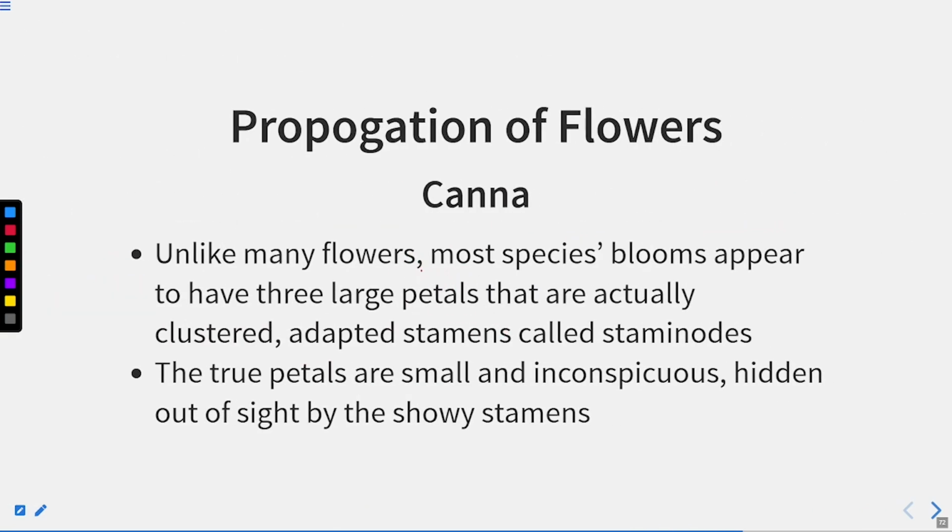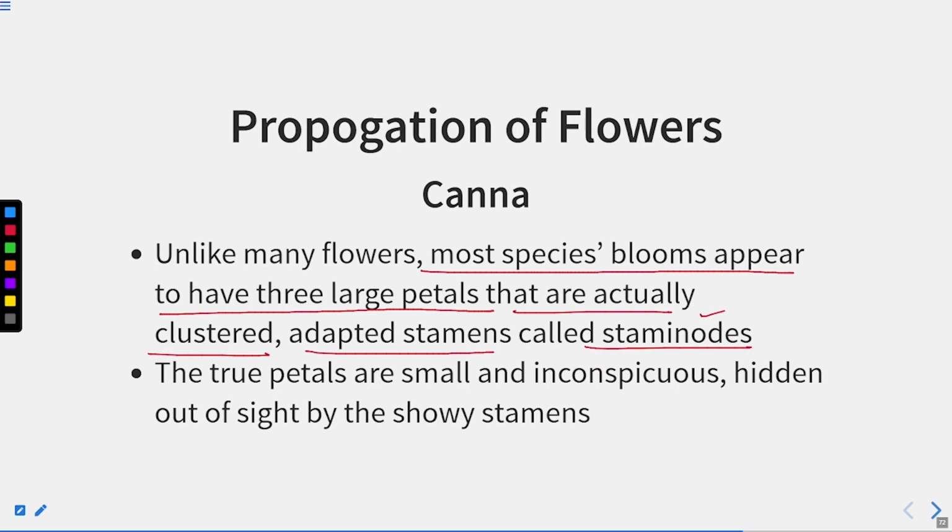Unlike many flowers, most species' blooms appear to have three large petals, but these are actually clusters of adapted stamens called staminodes. So these are staminodes, and staminodes are actually sterile. The true petals are small and inconspicuous, hidden out of sight by the showy stamens. So they have three large showy petals, right? But the real petals are hidden.